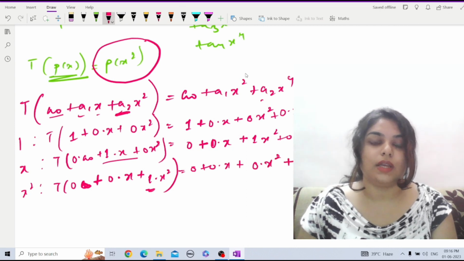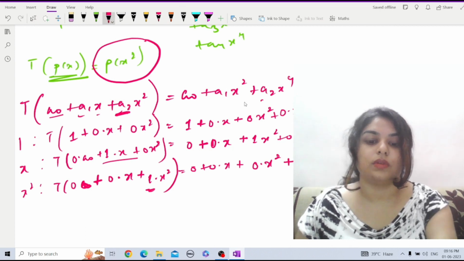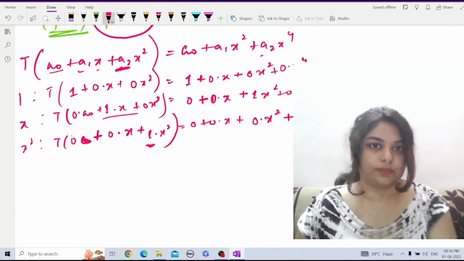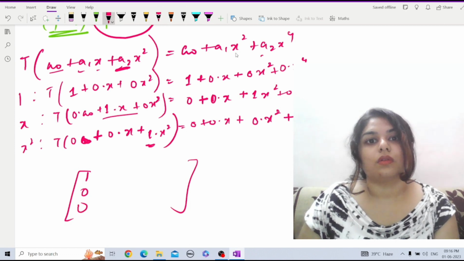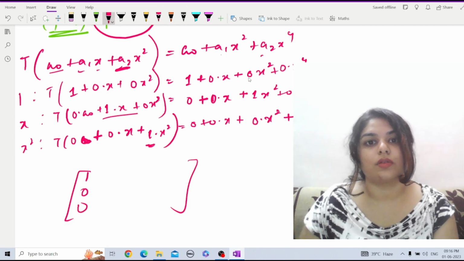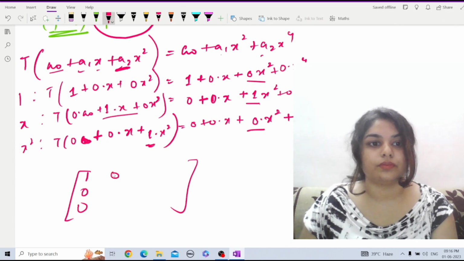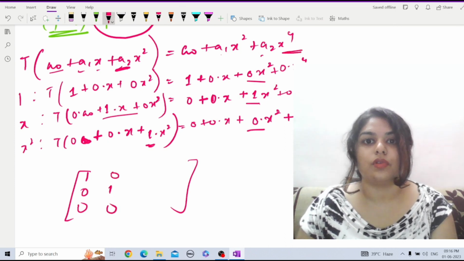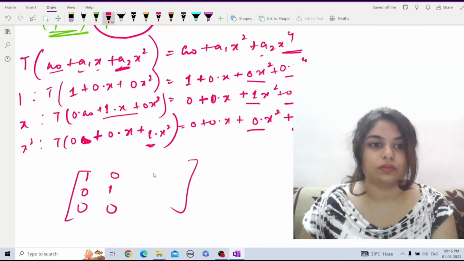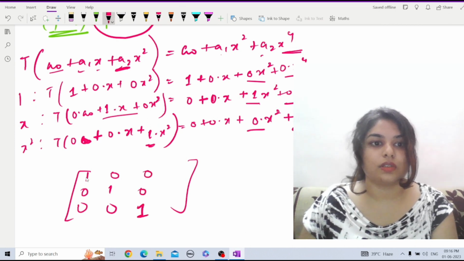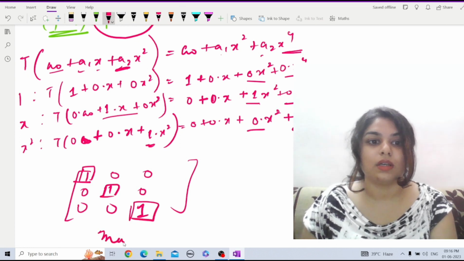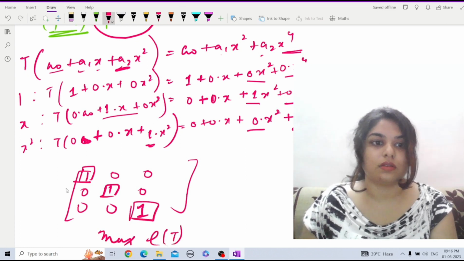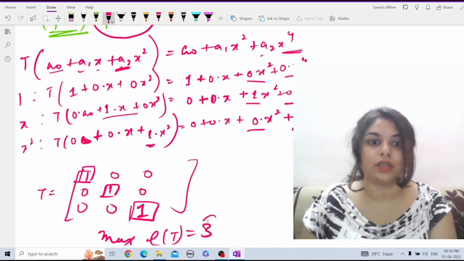Now if we write it down in matrix format, for 1 we get 1 0 0, then for x^2 we have 0 1 0, and for x^4 we have 0 0 1. So it's very clear that here we have one element, one element, one element. So the maximum rank for this matrix T is equal to 3. That is the answer.